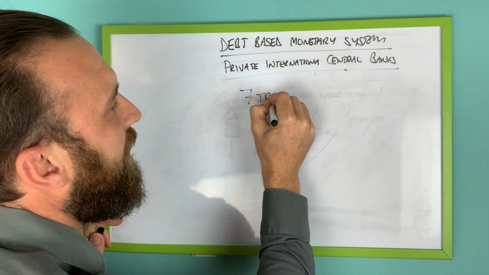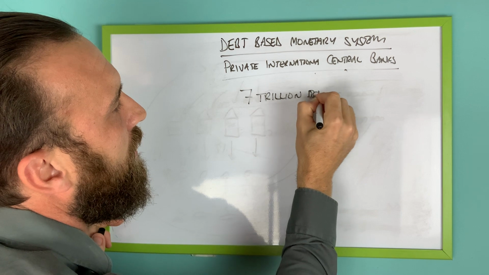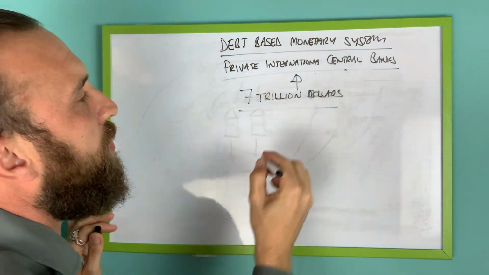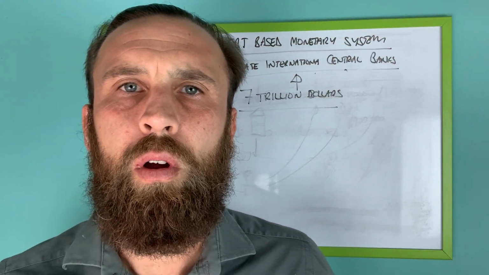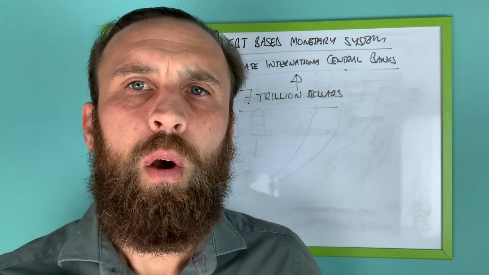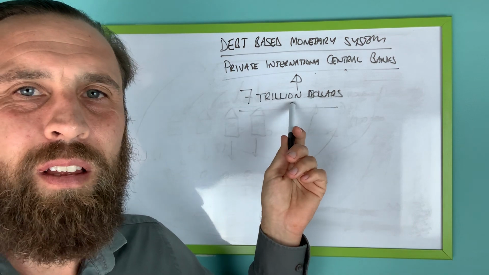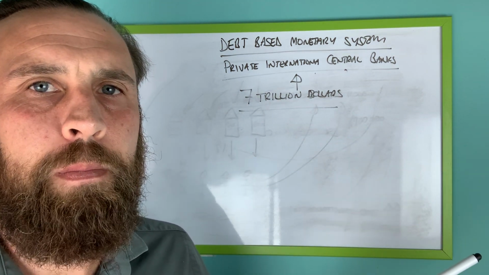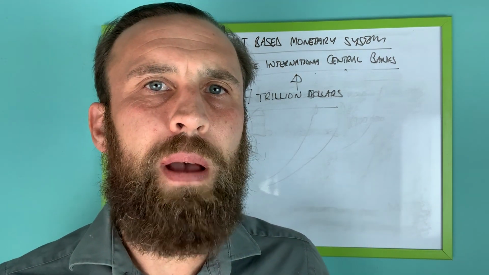$7 trillion. That is owed to the private international banks. What happens when they call that loan in? What happens when the international banks say, by the time you get to 8 trillion, look, it's about time you paid us back?